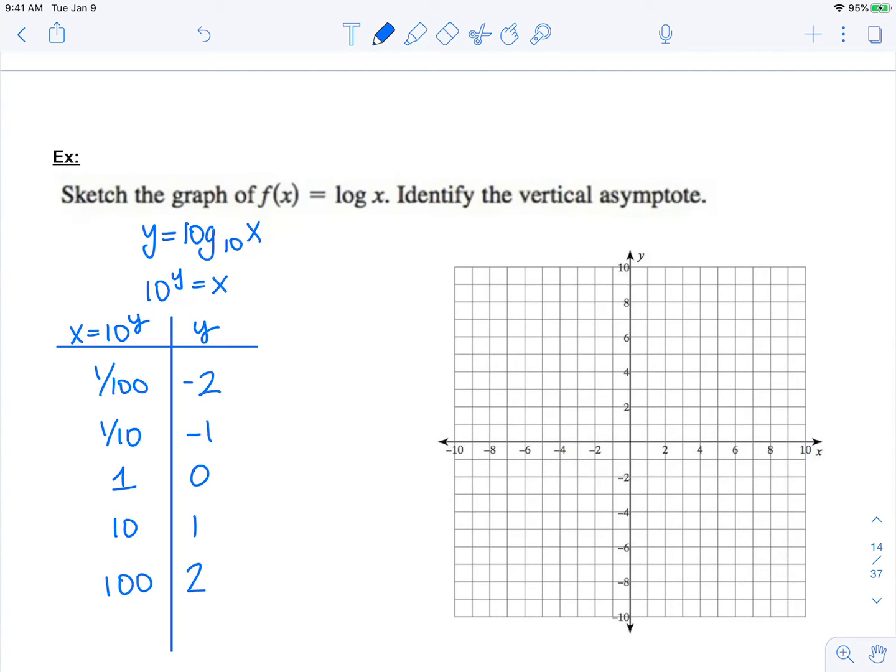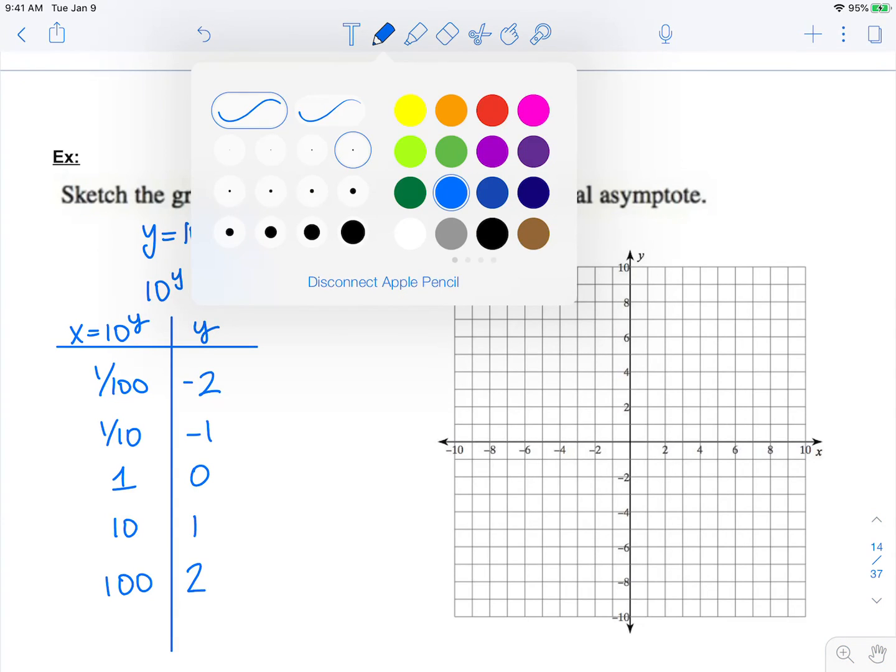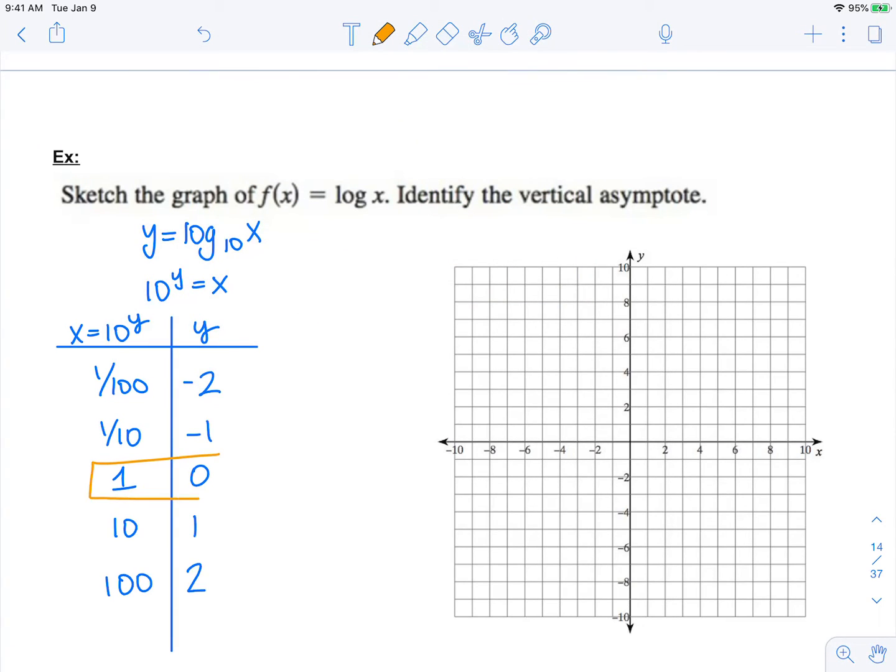Now obviously I'm not going to be able to fit that 100 on this graph. That is okay. But one thing I want to point out is that whenever you plug in 0 for y, that is going to be our x-intercept, right? And that's going to be a good marker whenever you're doing a quick sketch of your log function.